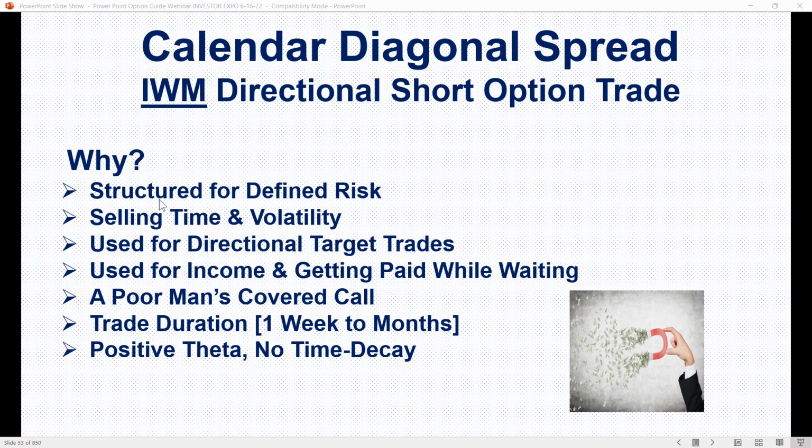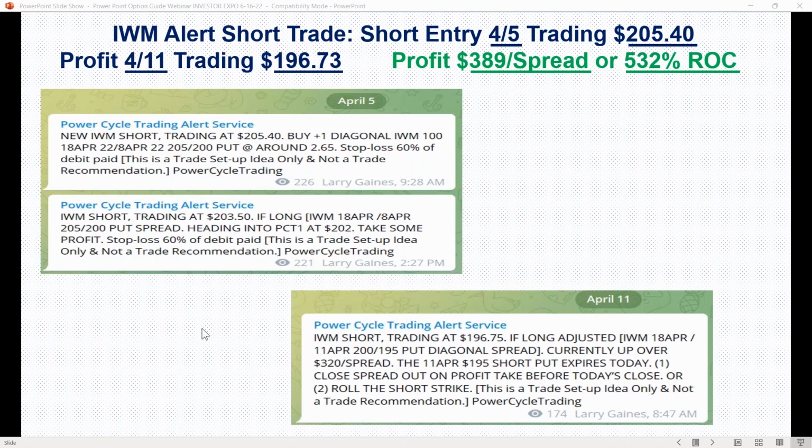All right, so again, it's going to be defined risk, selling time volatility, a directional target trade used for income while you wait, getting paid while you wait. Again, also sometimes called the poor man's covered call. So we go out one week to a month out, or even longer. You can do these using your LEAPS if you want for calls. Positive theta, no time decay. Now this one was a short trade because we were looking at the Russell to break down, but weren't sure exactly when it would be. So this was again the alert trade.